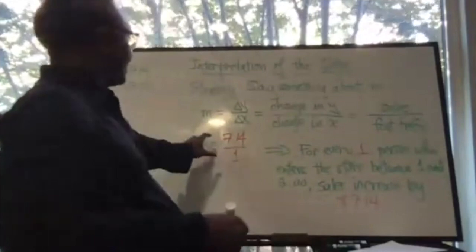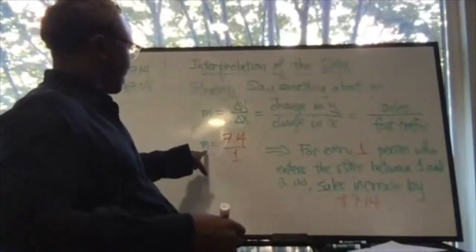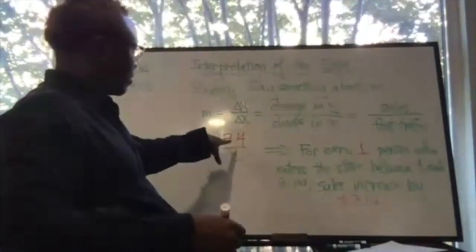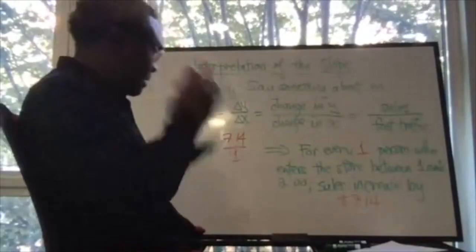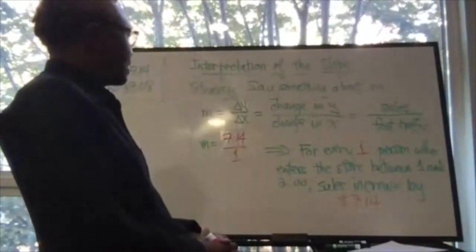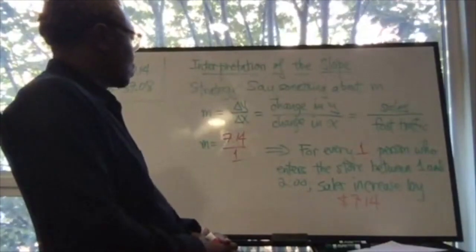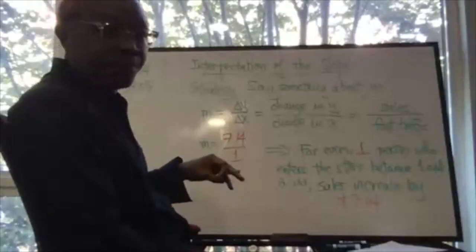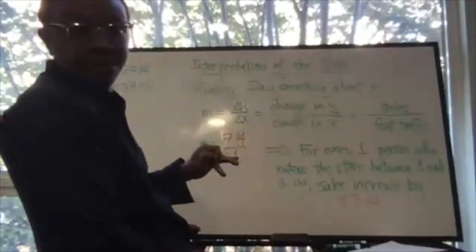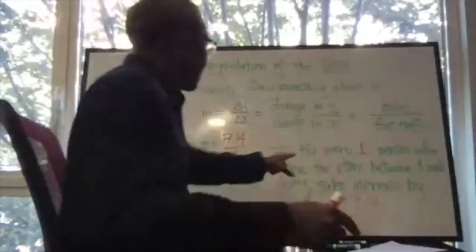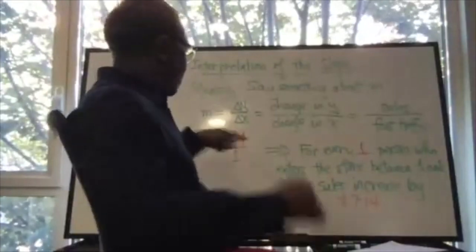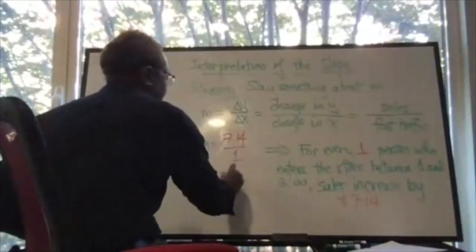Now think about if this was m equals a negative 7.14. Does anybody see how that would change this explanation or this interpretation of the slope? Do you hear me, Professor? Yes. Okay. Would it be that sales decrease? Very good. So if this were a negative 7.14 like this, negative 7.14.